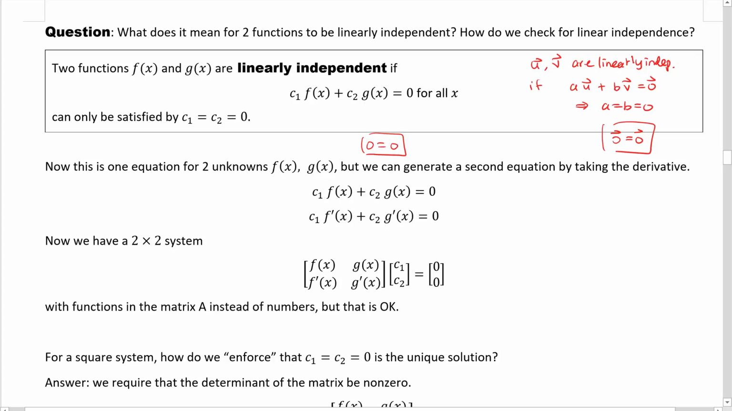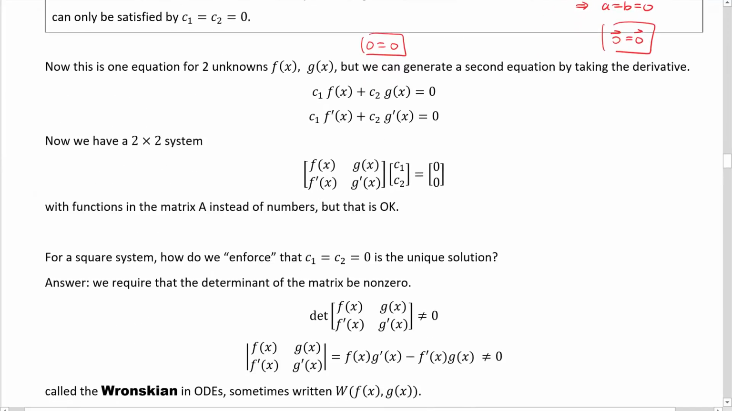Now we have one equation with two unknowns, but we can generate a second equation by taking the derivative. We have two unknowns, c1 and c2, and we need two equations to solve for two unknowns. This gives us one equation, and taking the derivative gives us the second equation. With two equations, we are able to solve for two unknowns. That's why we have a 2x2 system.